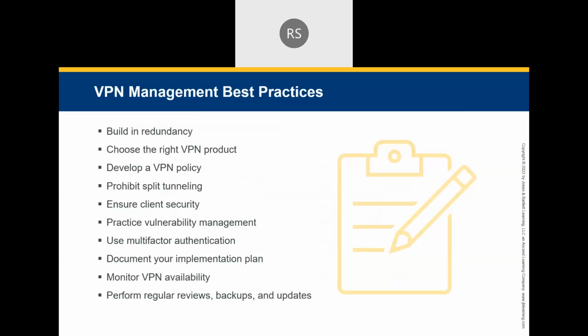We'll also want to implement security measures on the client devices accessing the VPNs. This includes VPN port protection, encryption, and also making sure we have regular security updates. You also want to practice vulnerability management. So you want to regularly assess and address the vulnerabilities in your VPN infrastructure and configurations so that you can mitigate those security risks.